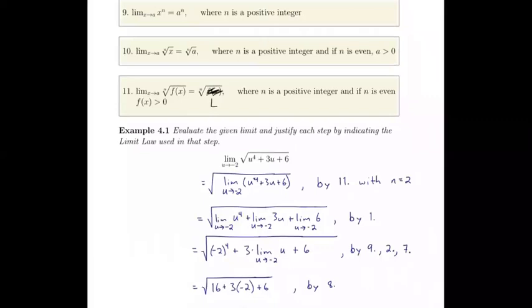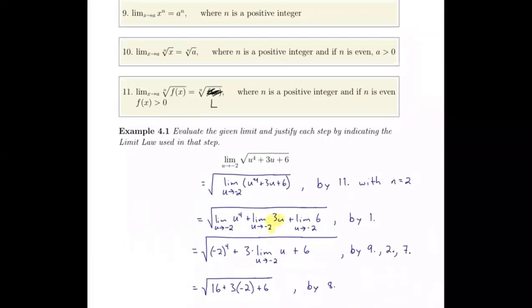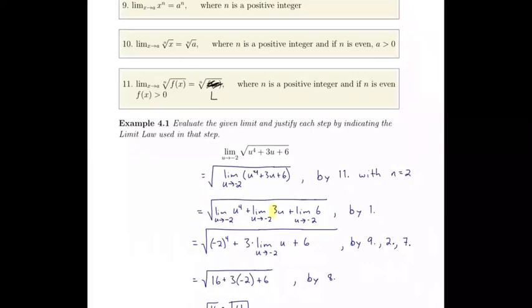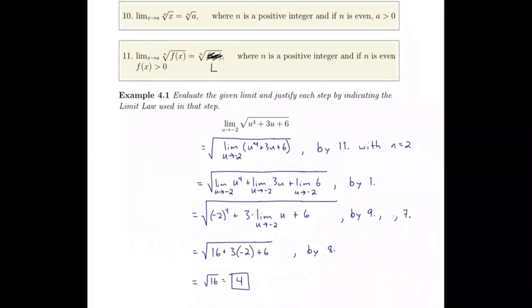Similarly, we have u approaching -2 of 3u. We're taking that limit as well. And what we see here is we can factor the constant 3 out. This is by limit law, I think that's actually limit law number 3, even though it says limit law 2. This is where we can factor a constant out of our limit to have 3 times the limit of u. So that should be limit law number 3 down here for this one.